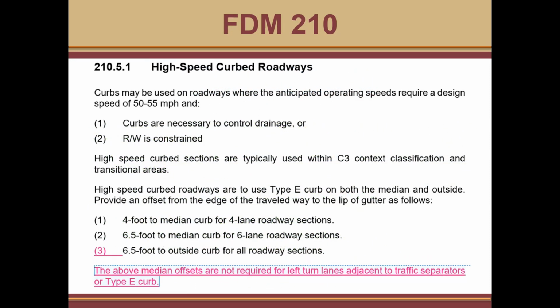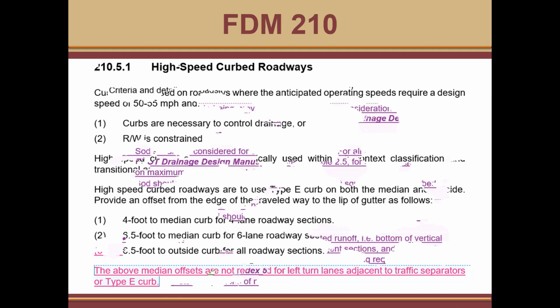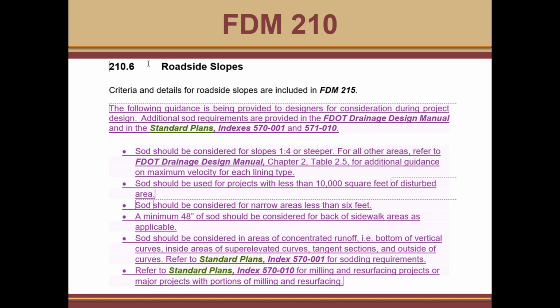We modified 210.5.1 for high-speed curb roadways, clarified that the median offsets were not required for the left turn lanes adjacent to traffic separators or Type E curbs. Section 210.6 was expanded to include guidance on placement of sod.